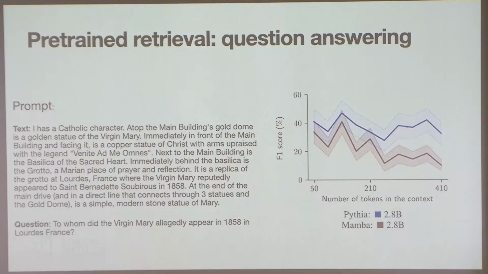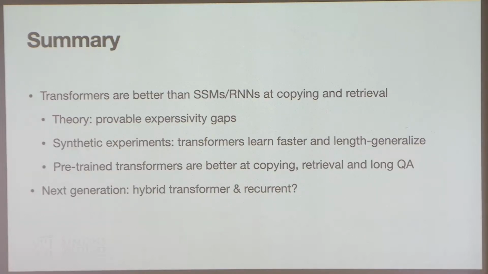So this is bringing all these intuitions about copying into the more real world setting. Yeah, so just to summarize this work, so I have some time to talk about the next work. We show that transformers are better than state space models or RNNs on copying and retrieval tasks.